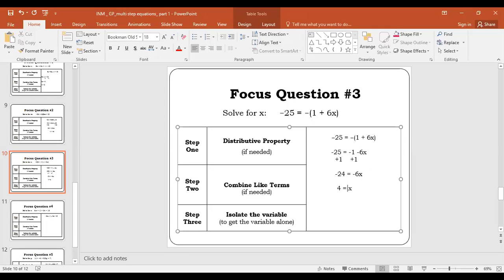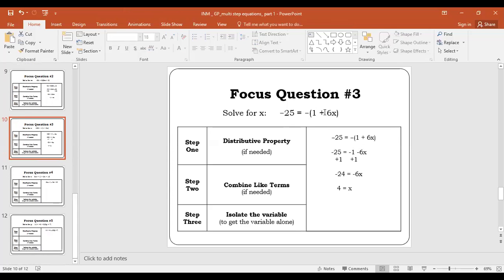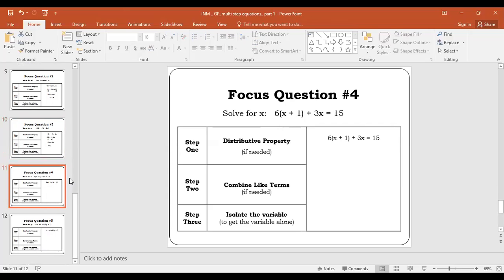And if you're not sure about that, plug it back into the equation. Any place in here, -1 minus 6 times 4, well, that becomes -24. And then put another -1 with it, -25 equals -25. You can always do that. And this is a situation that you'll see a lot in algebra, just with a minus sign in front. Questions, anybody?